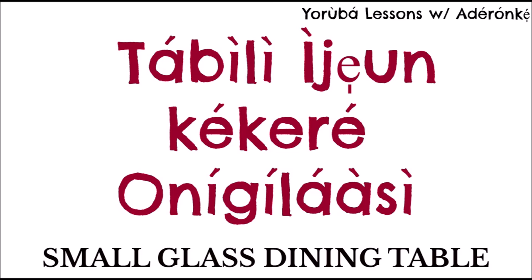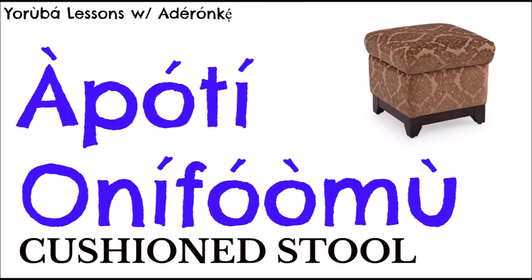And then we have apoti oni fomu. So I've mentioned apoti. Apotis are being made now for decorative purposes. People sit on them as well, but sometimes they just lie there in the sitting room, just decorative. But whether or not you're using them to serve any function, how to say cushioned stool in Yoruba would be apoti oni fomu, especially when the stool is short-legged, like you can see in the image.